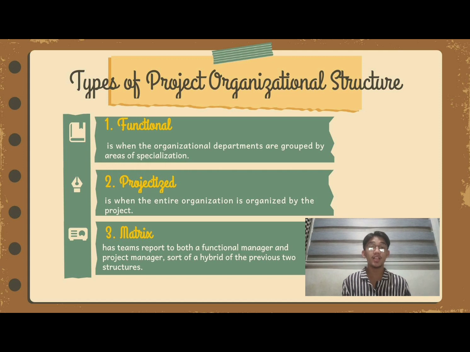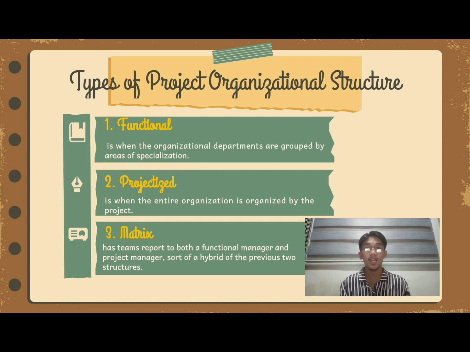Types of project organizational structures. Number 1. Functional. It is when the organizational departments are grouped by areas of specialization. In this case, the project is usually executed in a solo environment. Number 2. Projectized. It is when the entire organization is organized by the project.